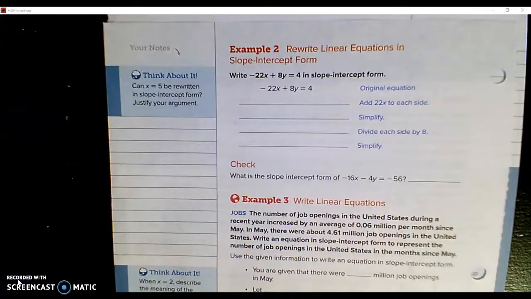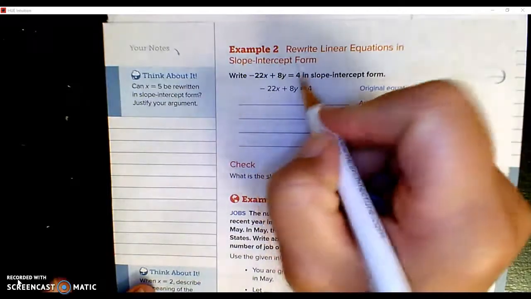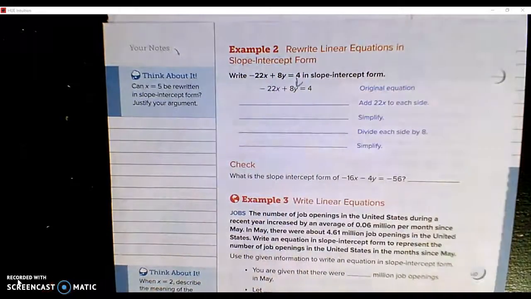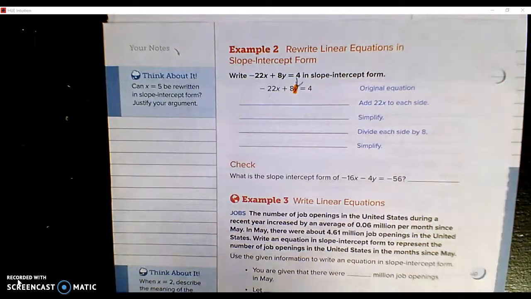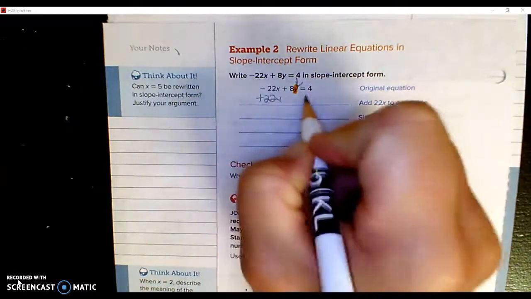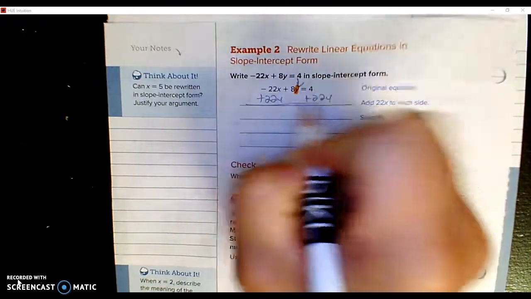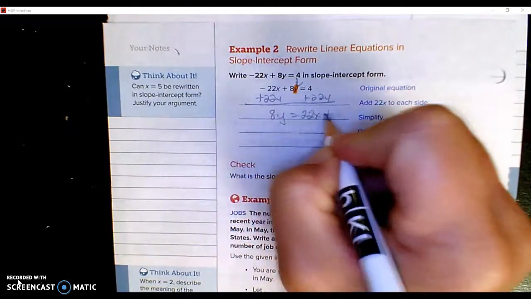They'll give you something like -22x plus 8y equals 4. They'll say, okay, go ahead and graph that. You're like, I'm not going to graph it like that. Essentially what you want to be able to do is rewrite that into slope-intercept form. So we want to get the y all by itself. Sometimes it's helpful to put a dot by it or a line by it, but I want to get the y all by itself on that side of the equal sign. So I'm going to add 22x to both sides. So now I have 8y equals 22x plus 4.